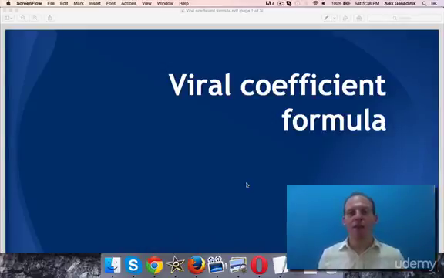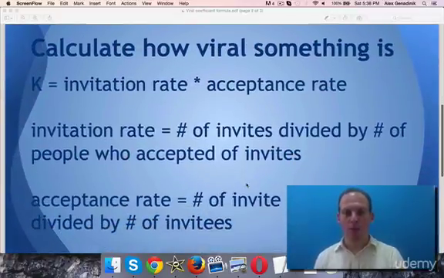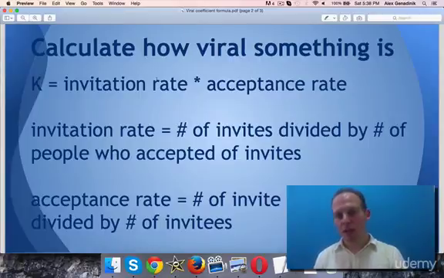Let's chat about the viral coefficient formula. This is a formula where you can actually calculate the virality of your product, your website, your web page, anything, video. How does it go? The coefficient is the invitation rate multiplied by the acceptance rate.